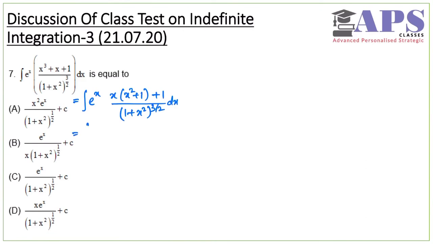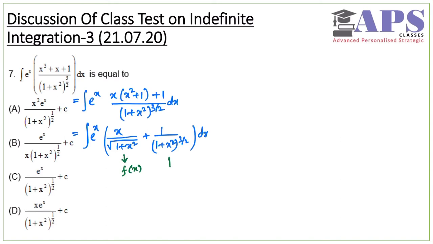So now this is integration e to the power x, right? If I take the first part, one of the 1 plus x square will be cancelled and we will get x by root under 1 plus x square, and then plus 1 by (1 plus x square) whole to the power 3 by 2, this into dx. So what you have to observe here now, if I take this as our fx, we can see that this is our f dash x. Is it correct? That you can check.